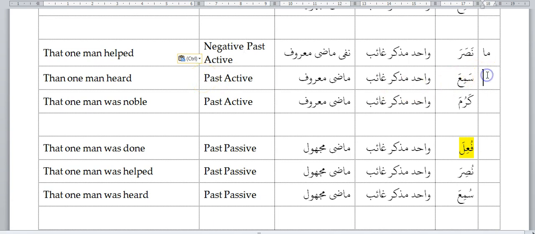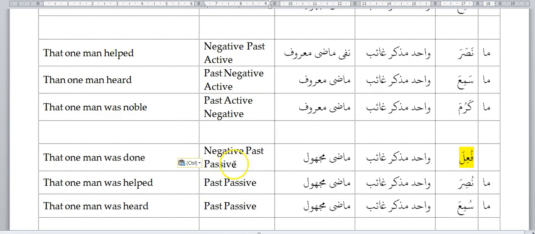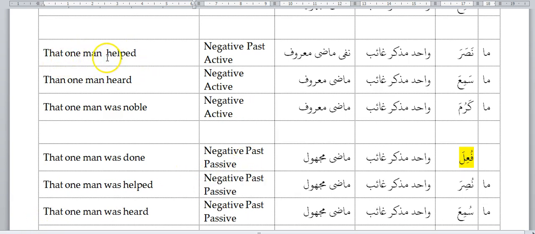So we put ma here again, and ma, same thing here, ma. So now it all becomes negative. They all become past negative. This active also becomes negative. And the meaning will become that one man did not help. That one man, ma sami'a, will be that one man did not hear. That one man was not noble.